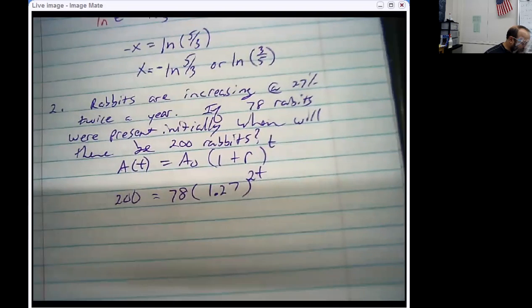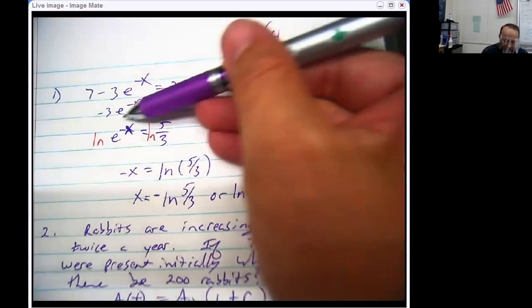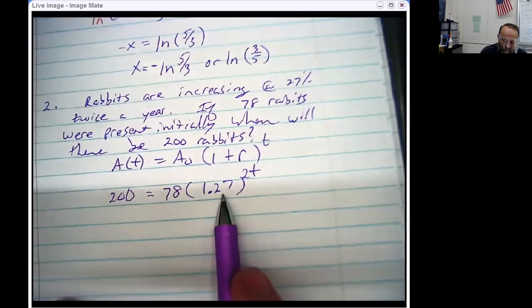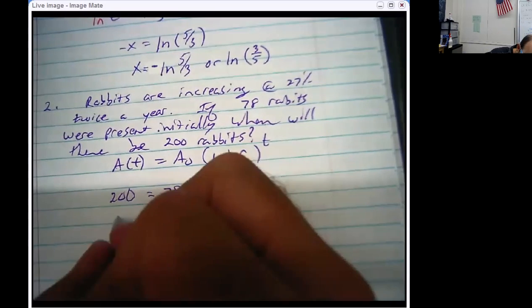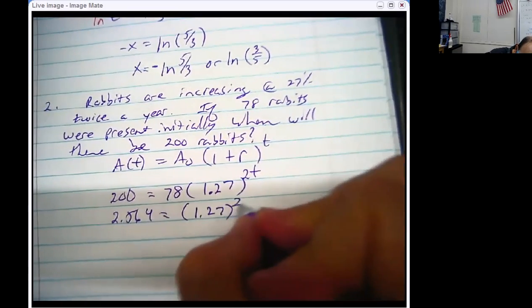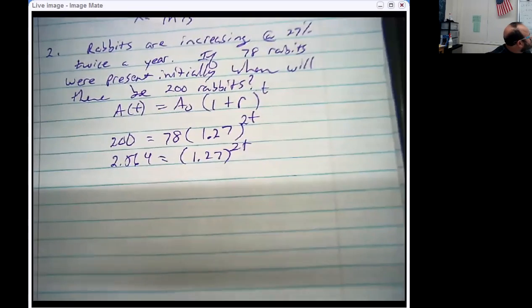So the first thing that I personally would do is I would divide both sides by 78. So keep in mind, the first thing I'm going to do is I'm going to isolate the exponential, which if you look back here, I went through all of the process to get e to the x isolated. So I'm going to go through the process of getting 1.27 to the 2t isolated. So I've got 2.564 equals 1.27 to the 2t power. That looks kind of ugly, doesn't it?